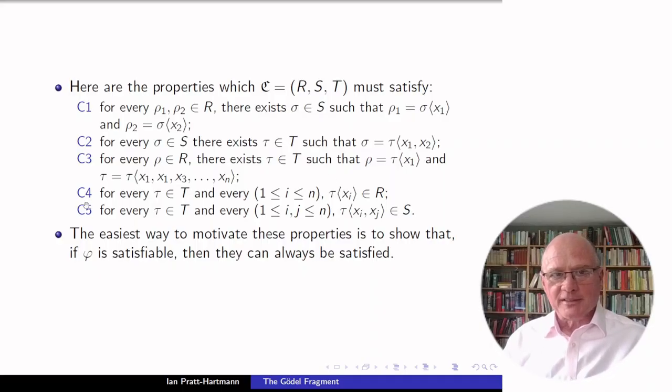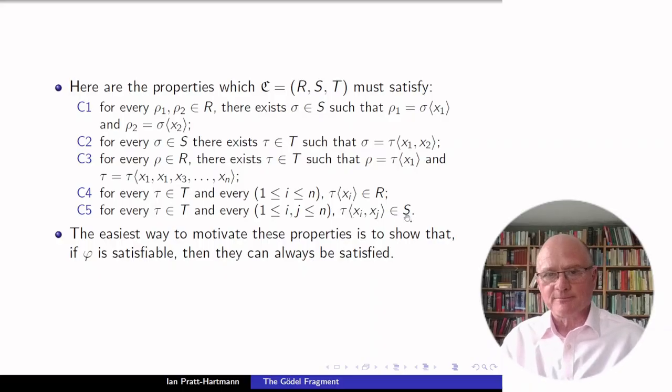And finally, the fourth and fifth conditions are very easy. They just say that if you've got an n-type in T, then take any position in that n-type, the behavior of the variable at that position will determine a 1-type, and that 1-type will have to be in R. And finally, if you take any two positions, i and j, possibly equal, in either order, then the 2-type determined by their positions will have to be in S. That's all straightforward, I think.